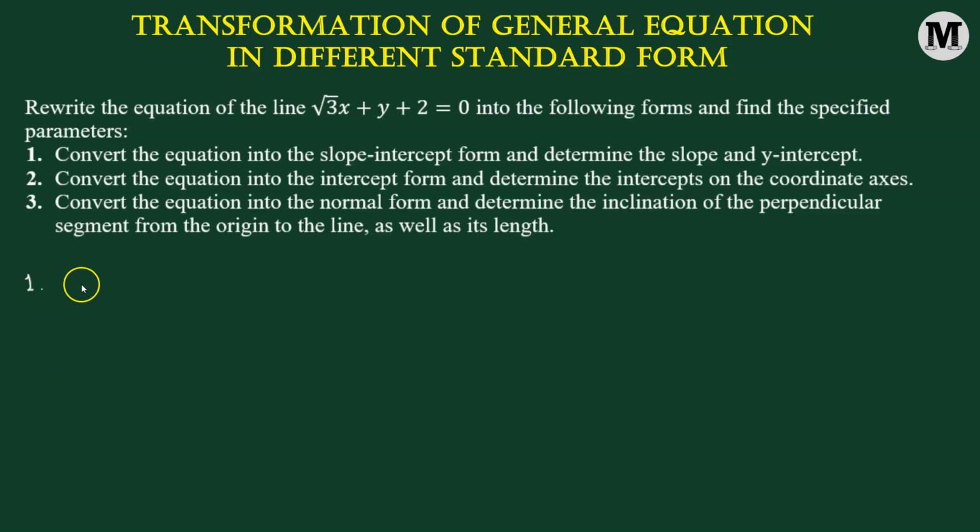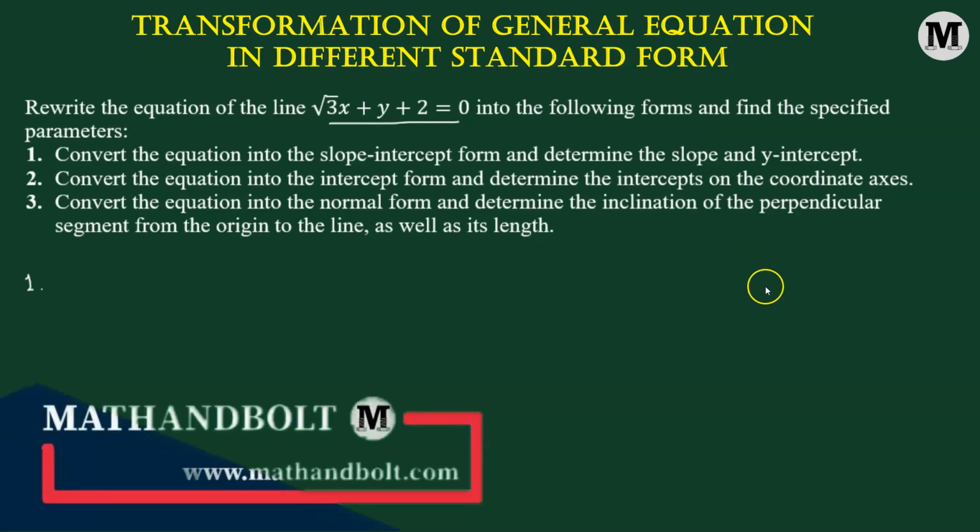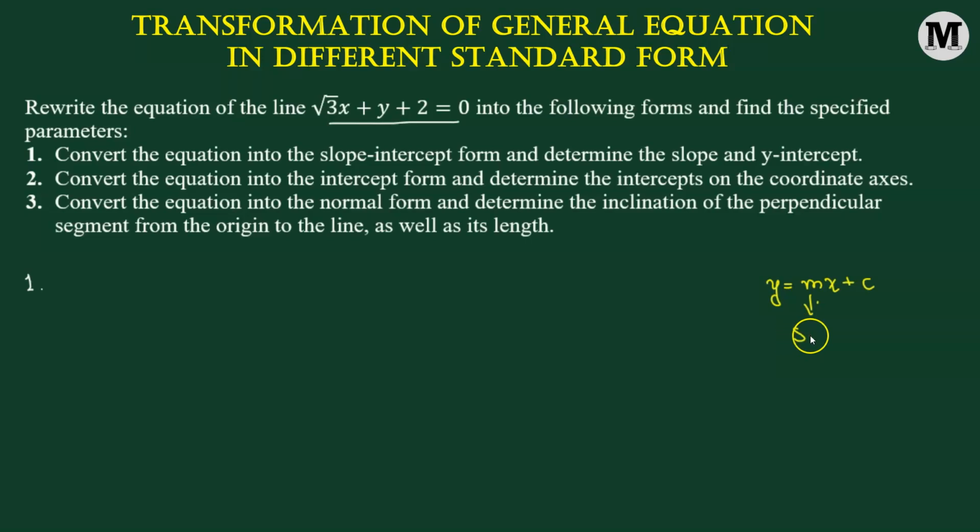So here in the first part of the problem, we need to convert the given equation into the slope-intercept form and determine the slope as well as the y-intercept. Now we know that the slope-intercept form of a line is simply given by y equals m times x plus c. Here m represents the slope of the line and c gives us the y-intercept of the line, and this particular format gives us the slope-intercept form of a line.